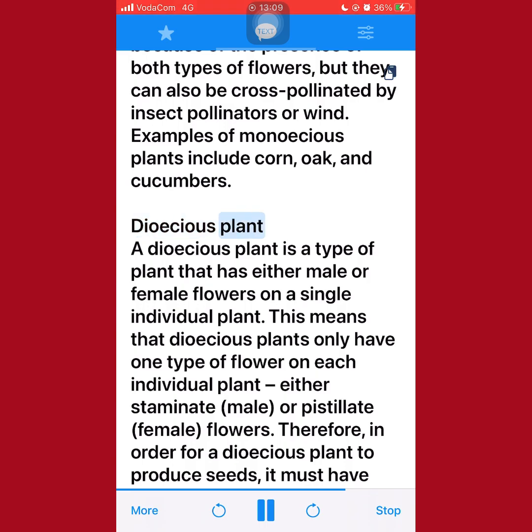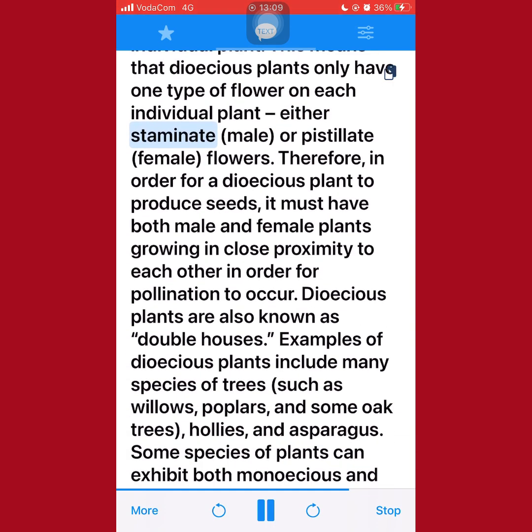Dioecious plant. A dioecious plant is a type of plant that has either male or female flowers on a single individual plant. This means that dioecious plants only have one type of flower on each individual plant, either staminate, male, or pistillate, female flowers. Therefore, in order for a dioecious plant to produce seeds, it must have both male and female plants growing in close proximity to each other in order for pollination to occur.